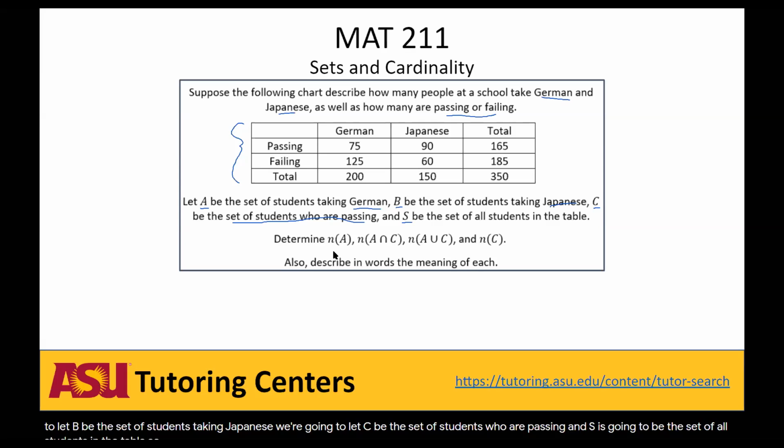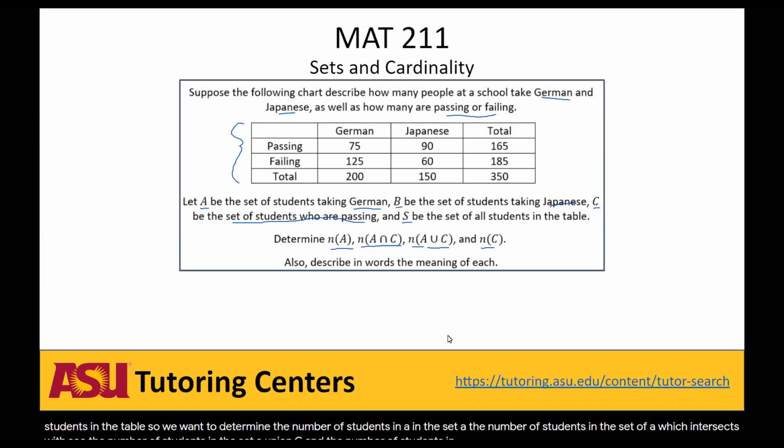So we want to determine the number of students in the set A, the number of students in the set A intersect C, the number of students in the set A union C, and the number of students in C. Also, we want to describe in words the meaning of each of these. So let's start with the number of students in A.